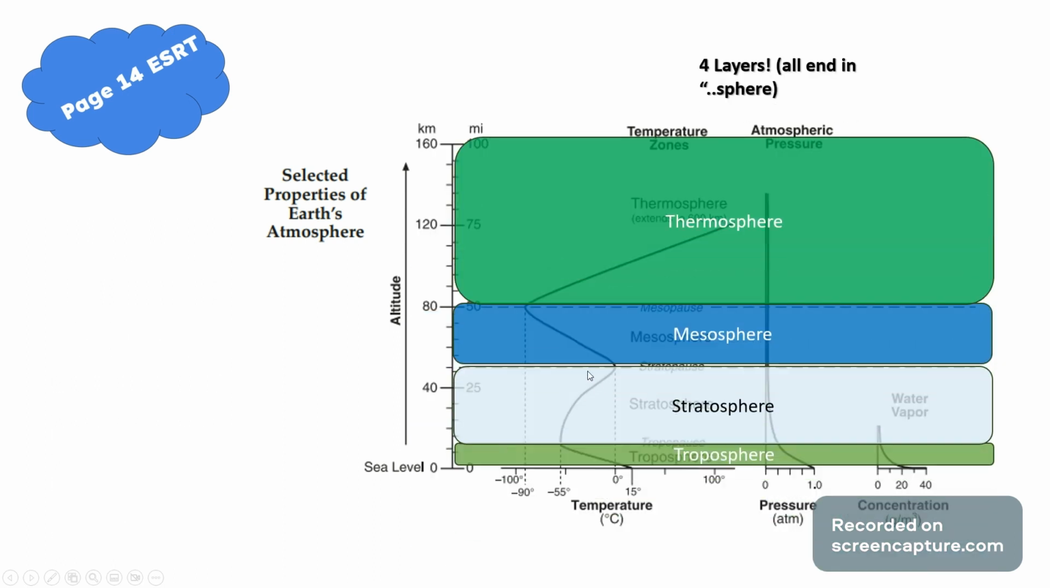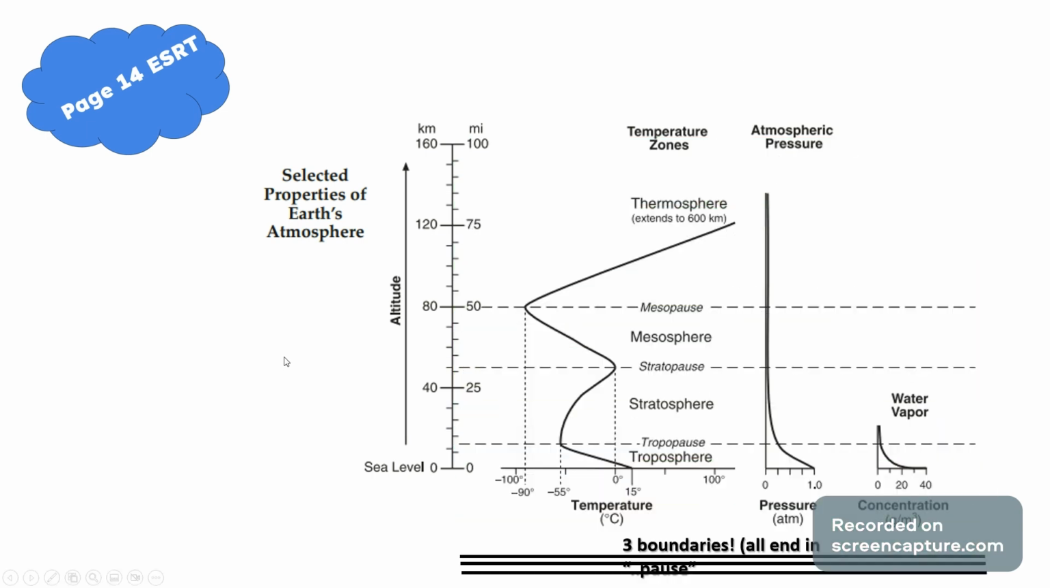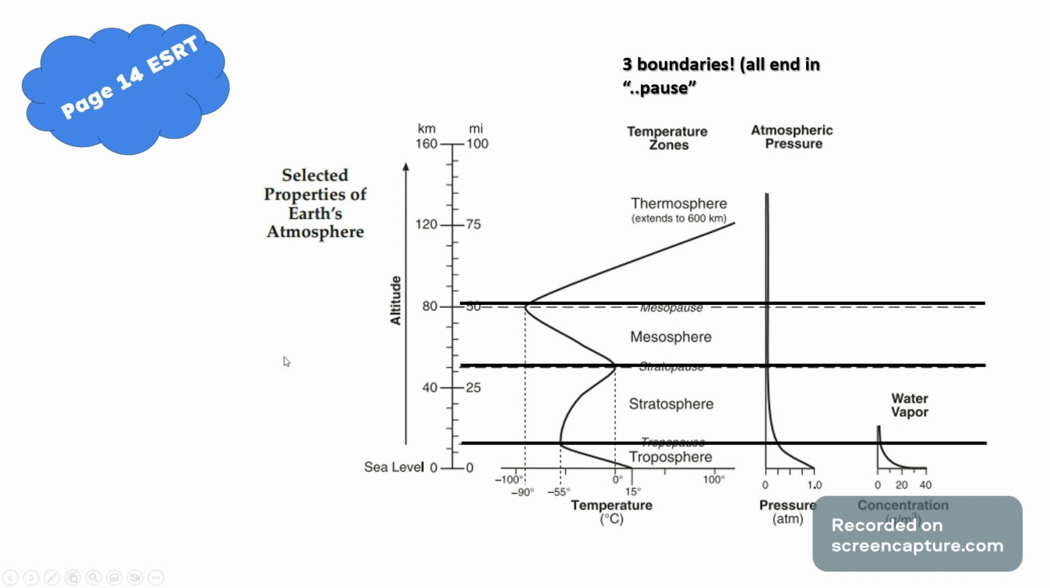There are 4 sections, 4 layers of the atmosphere, and they all end in this ending sphere. We have our troposphere, which is where we live. We have the stratosphere just above that, then the mesosphere and thermosphere, all continuing on into space. So these are labeled right on the chart, and we are going to have 3 boundaries between them. Each boundary ends in the phrase pause.